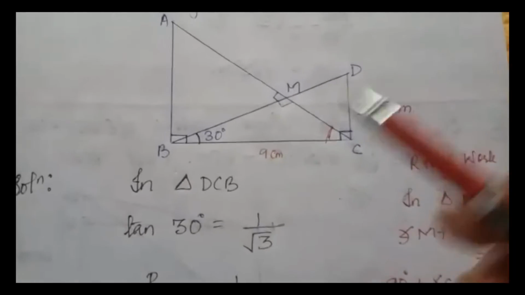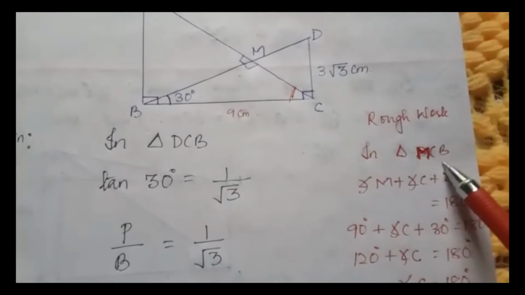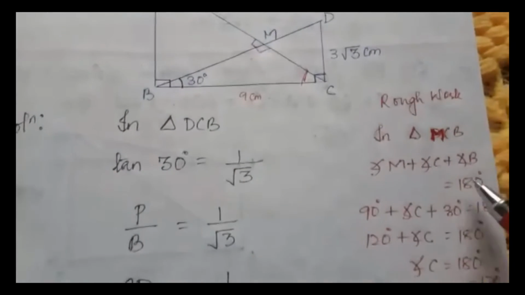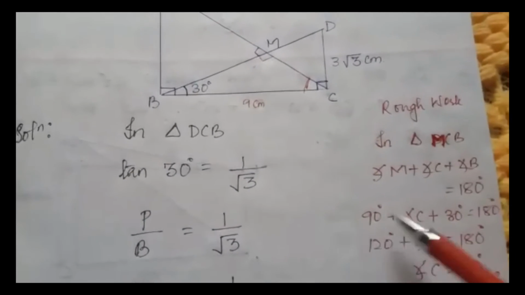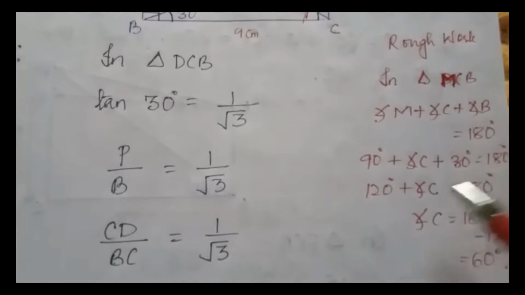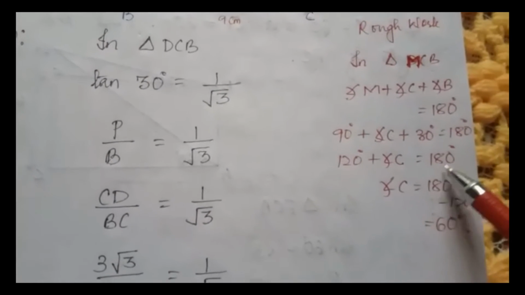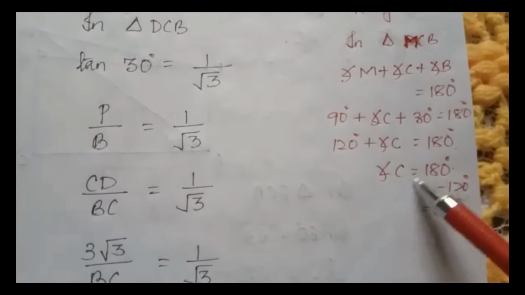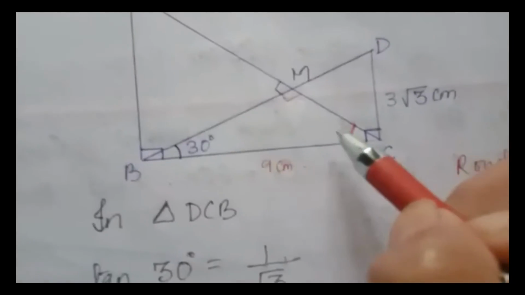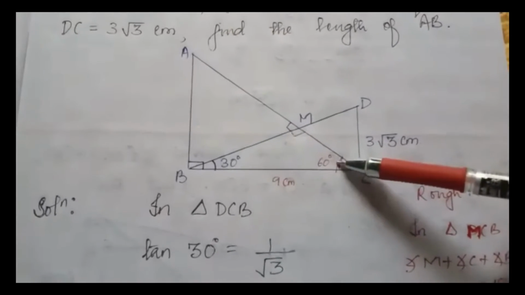So here we will consider triangle MCB. Angle M plus angle C plus angle B is equal to 180 degrees. Angle M is 90 plus angle C plus angle B is 30, equal to 180 degrees. 90 plus 30 is 120 degrees, plus angle C is equal to 180 degrees. So angle C is equal to 180 minus 120, 60 degrees. So this is 60 degrees. Now for this triangle, this is the value of theta.